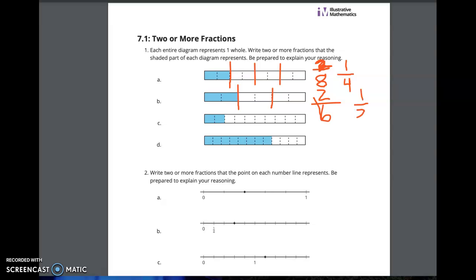Okay, this one, you have 1, 2, 3, 4, 5, 6, 7, 8, 9, 10. I'm running out of room. And then 2 of them are colored in. Ooh. So I'm noticing a pattern here.